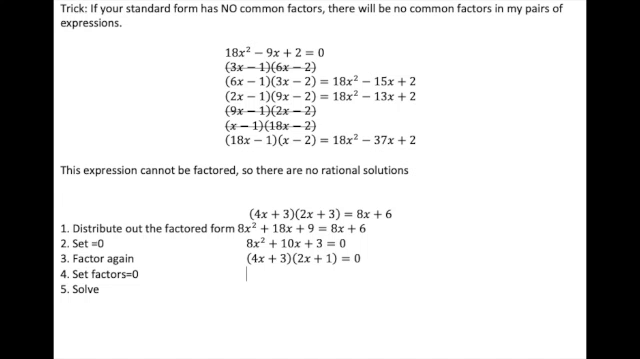So then I need 4x plus 3 equals 0, and 2x plus 1 equals 0. And then I got, let's see, x equals, subtract 3, divide by 4. And x equals subtract 1, divide by 2, negative 1 over 2. So here's my two solutions here.